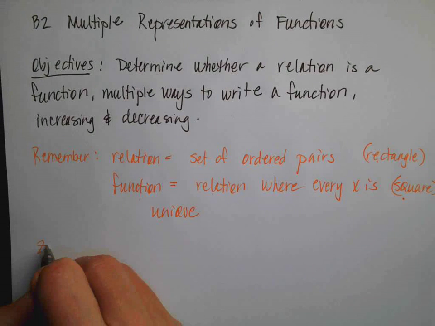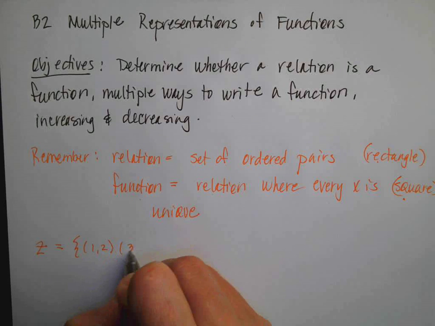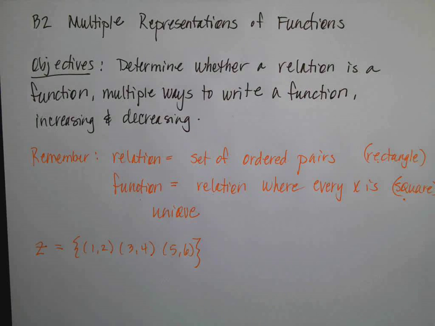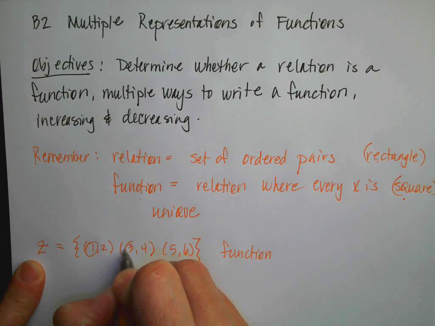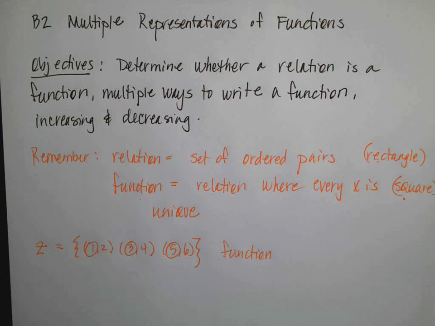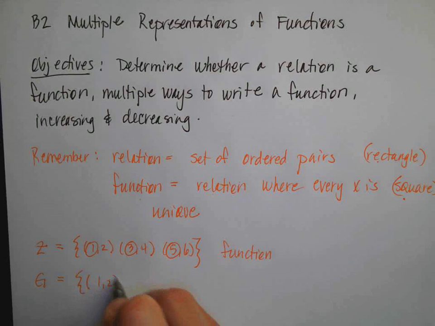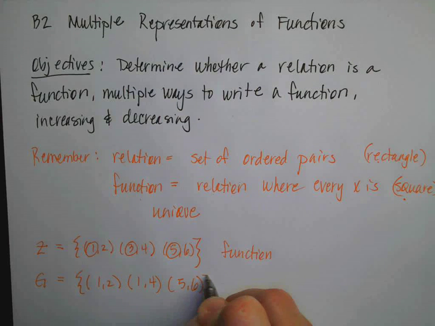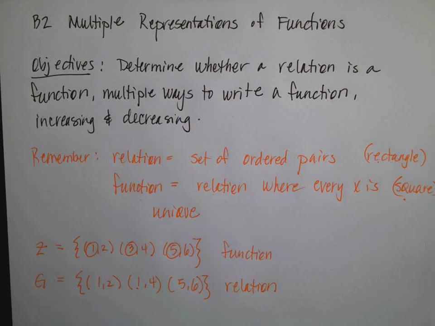So let's say I had Z is my relation, and it was (1, 2), here comes those really creative numbers again, (3, 4), and (5, 6). Z is going to be a function because every single x is unique. So then what if I had G is equal to, and its ordered pairs were (1, 2), and then (1, 4), and then (5, 6). The ones repeat, it can't be a function, therefore this one would be just a relation.